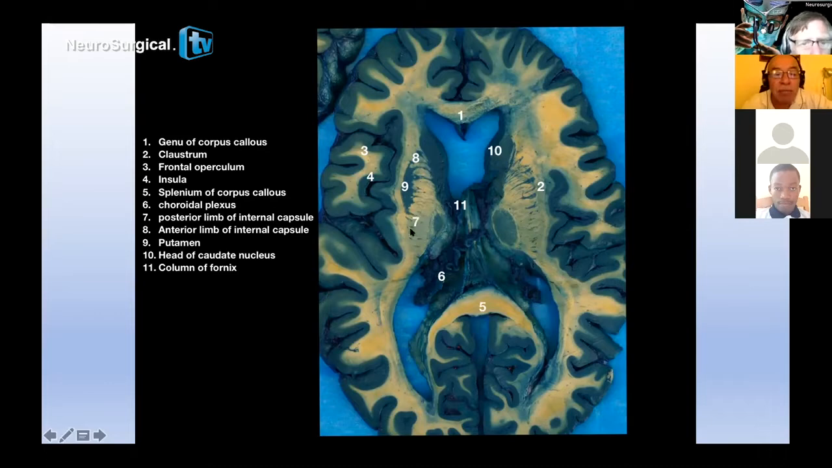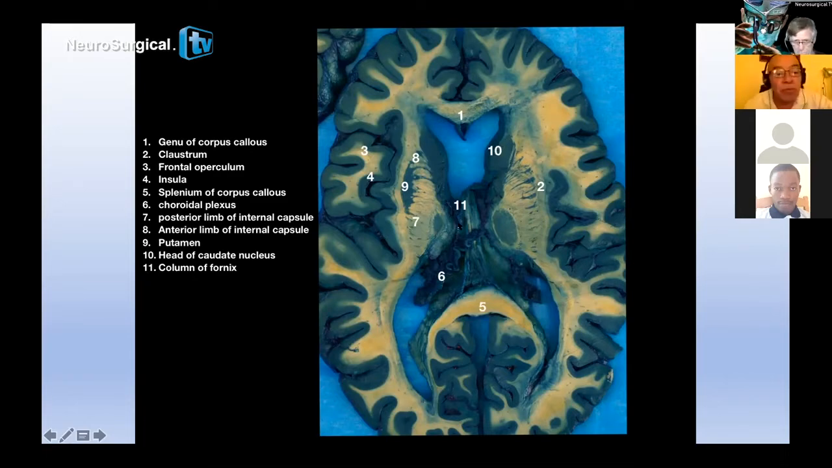Look at this. What's the reason you are seeing the internal capsule in color white? It's a question. What's the reason you are seeing the posterior limb of internal capsule in color white? And why can you see the head of caudate nucleus in color blue? Why?